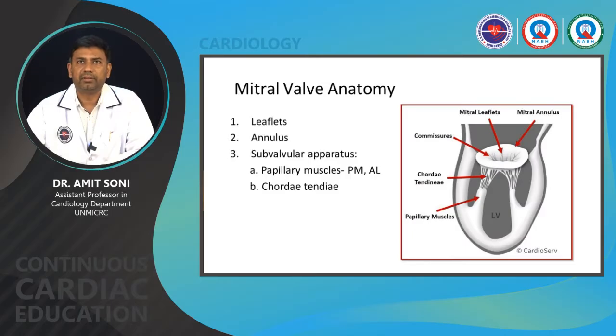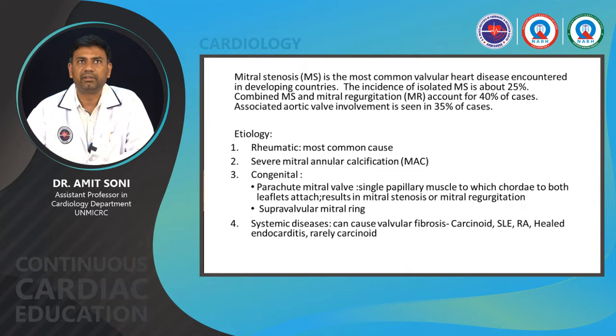Today, we will discuss the 2D echocardiographic evaluation of mitral valve. So, how do we assess the mitral valve? Coming to the first, mitral valve anatomy. Mitral valve anatomy includes the leaflets, annulus, subvalvular apparatus, papillary muscle, and the chordae tendineae. So you can see in the diagram that there is a mitral valve and the chordae, papillary muscles, and LV. So this is all included.